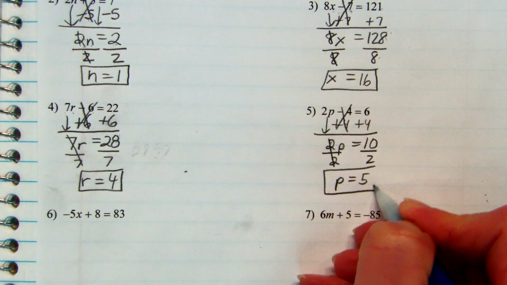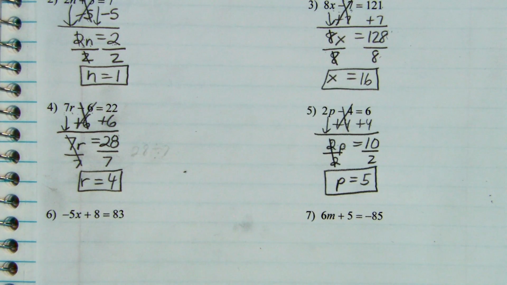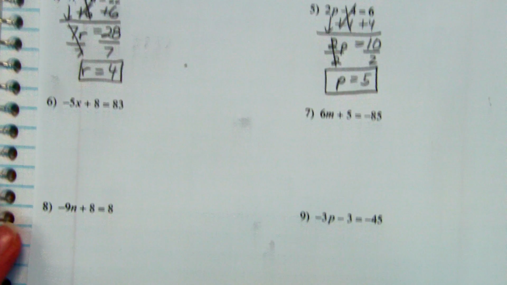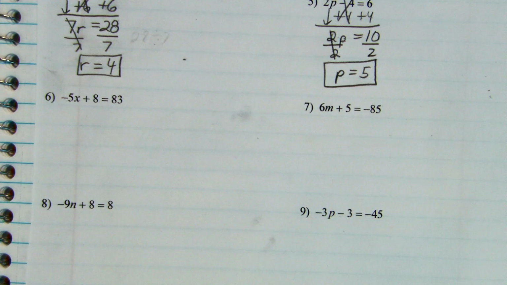All right, so up to this point, I feel pretty good about it. Now we're going to start seeing some negatives. We did a whole unit on integers, the negatives and positives, and the rules for adding, subtracting, multiplying and dividing. It's the same thing, but we have to remember those integer rules.